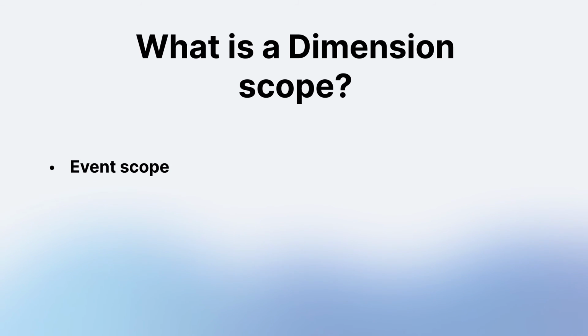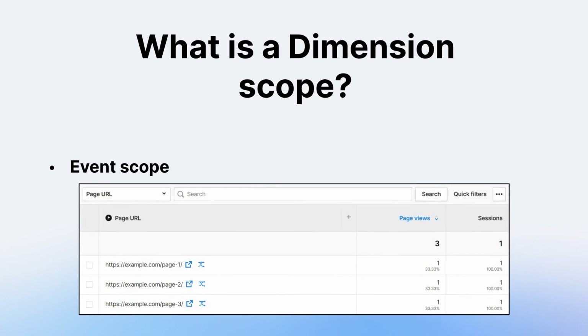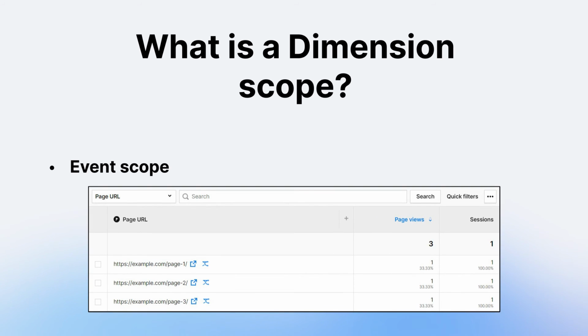Another dimension scope type is an event scope, which might have multiple values within a session because values are assigned to the event, to the interaction, rather than the session. And it makes sense. Let's take dimension page URL as our example, which is an event scope dimension. And let's consider this time a single session.